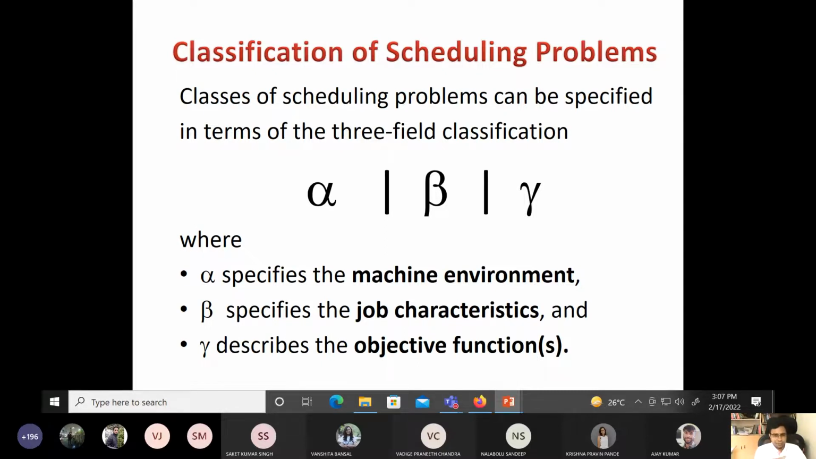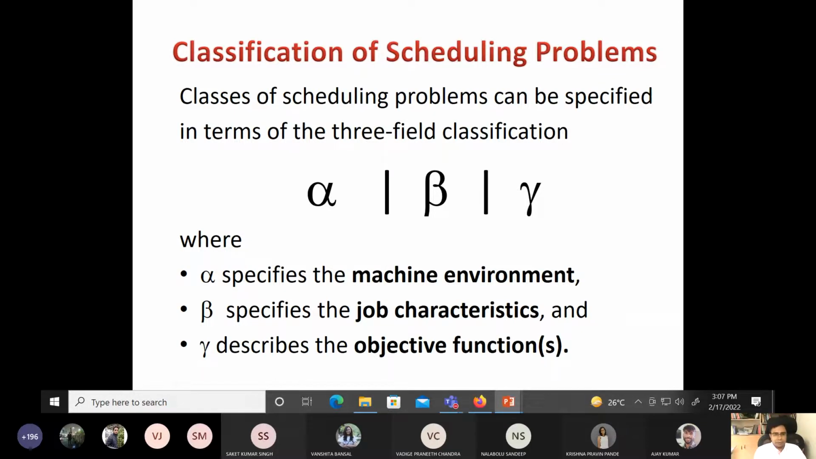So either minimization or maximization, whatever you want. What is your goal? It doesn't specify how to do, it specifies what to do. Alpha is the machine environment, mainly processors: how many processors, what kind of processors. Beta specifies job characteristics, what kind of job. And gamma specifies what kind of objective function, what we want to optimize. So this tells about the problem, not the solution. This is the problem.